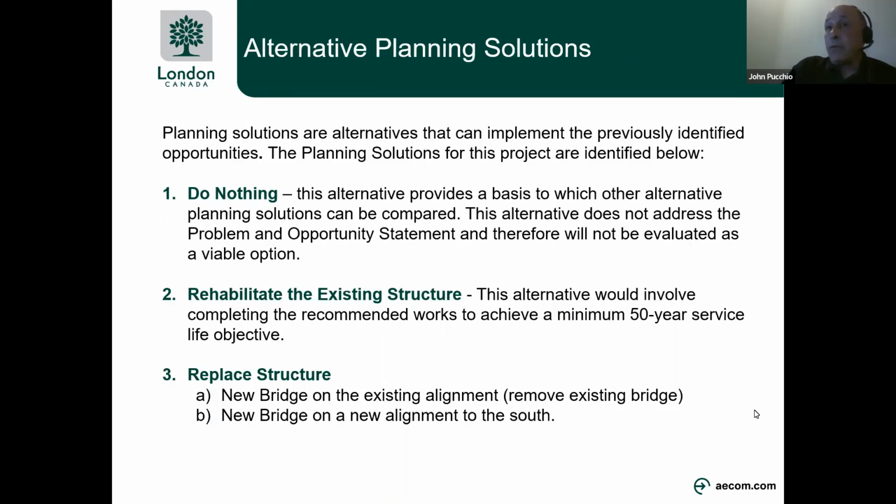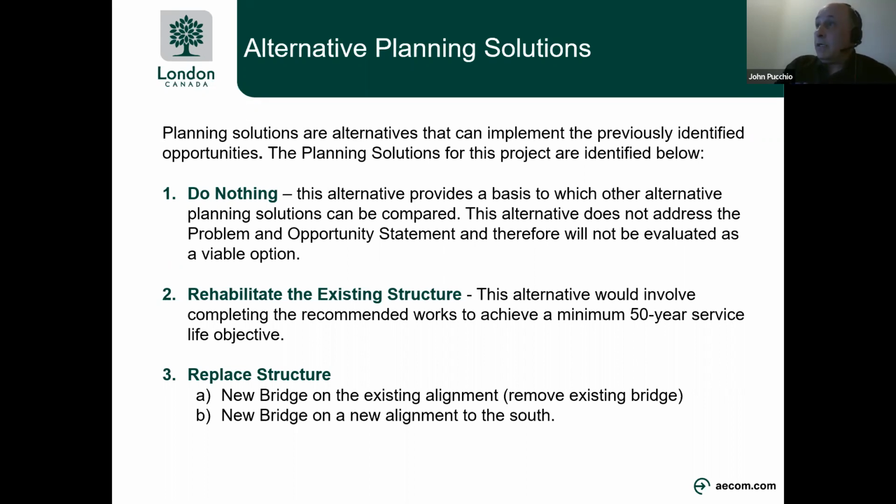After defining the problem and opportunity statements, the next step in the municipal class EA process is to determine feasible and alternate solutions to solve the problem and realize the opportunities. For the project, 3 planning solutions were identified. There's always the do nothing approach, which is often part of many EAs, and this alternative provides a basis on which other alternative planning solutions can be compared. This alternative does not really address the problem and opportunity statement and generally is ruled out as a viable option moving forward.